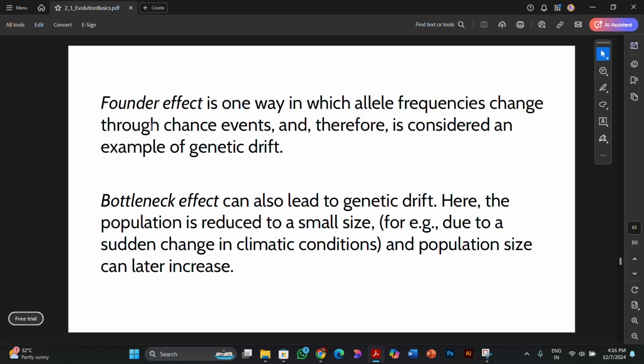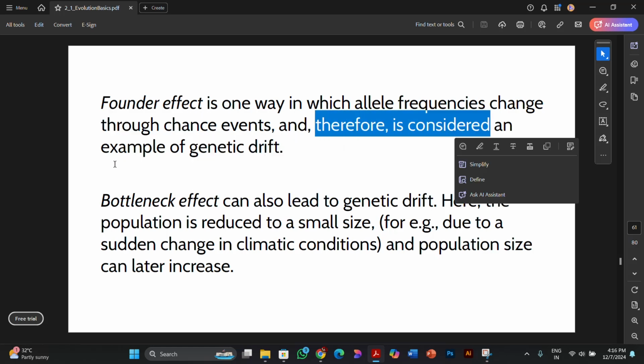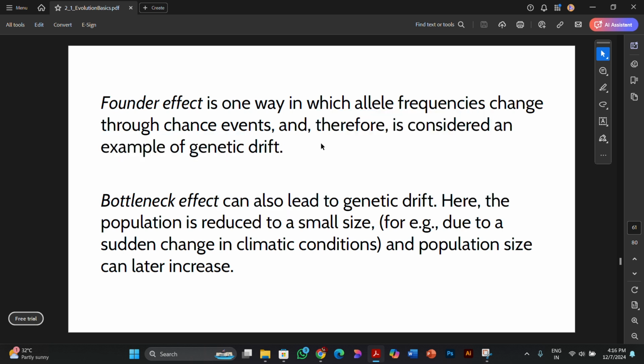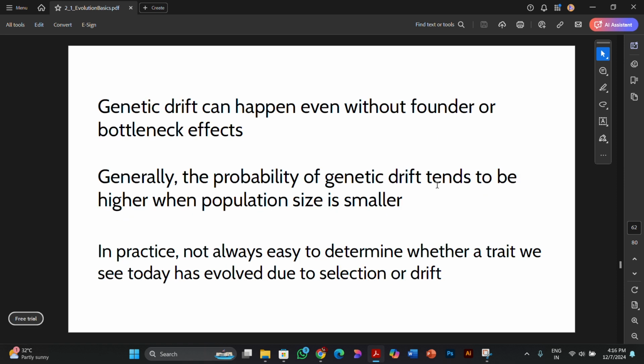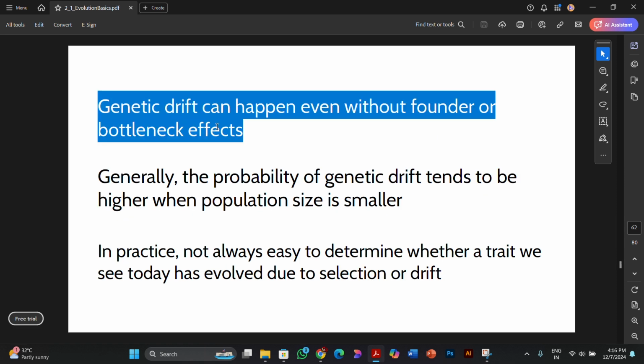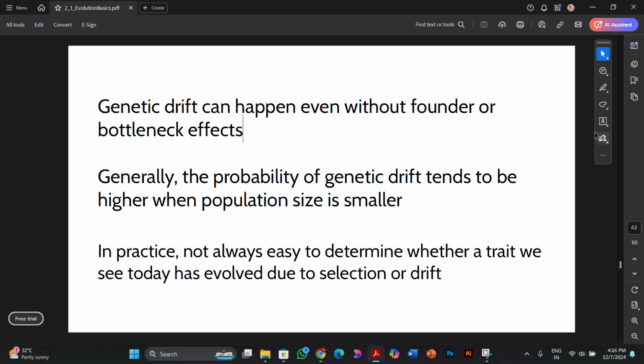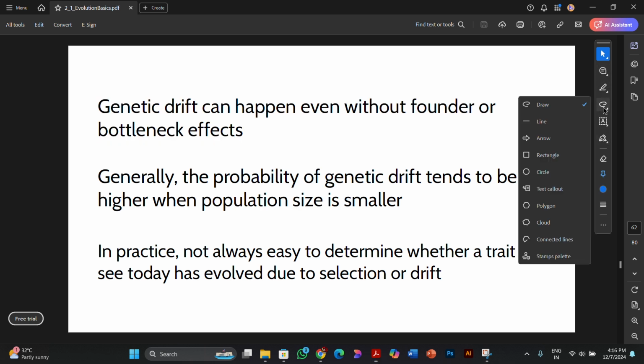Allele frequencies can change through chance events, and therefore it is considered an example of genetic drift. This I discussed previously, so no need to clarify all these things. So just scroll. But there is one point: genetic drift can also happen even without all these.